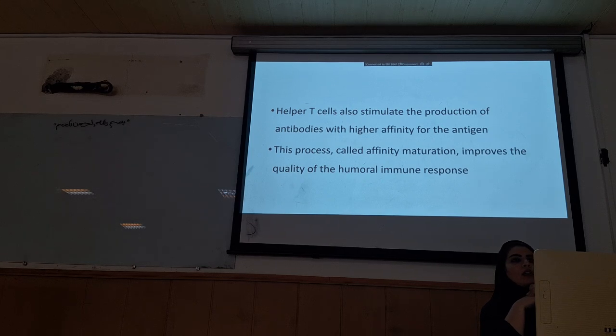T helper cells also stimulate the production of antibody with higher affinity for the antigen. The first affinity is between the B cell receptor and antigen, but other antibodies which are produced after the first stimulation should have more affinity for antigen. And we call this process affinity maturation. The affinity of subsequent antibodies produced to the antigen is more than that of the first B cell receptor to the antigen. This process is called affinity maturation, which improves the quality of the humoral immune response.